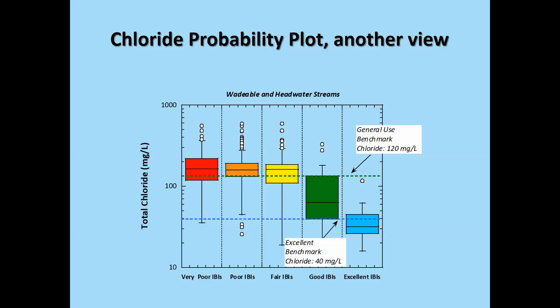So those are sites, for example, where we're saying, well, yes, it is meeting the general use, but we do want to pay attention to chlorides at that site because those may become an issue that would push it down into the fair IBI case, as that would be a managerial output from looking at this data.